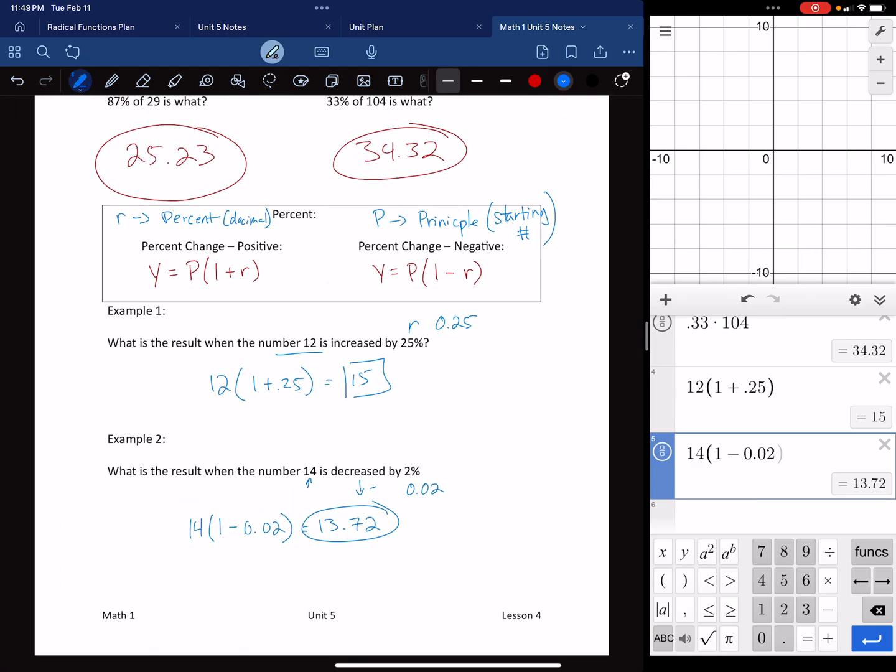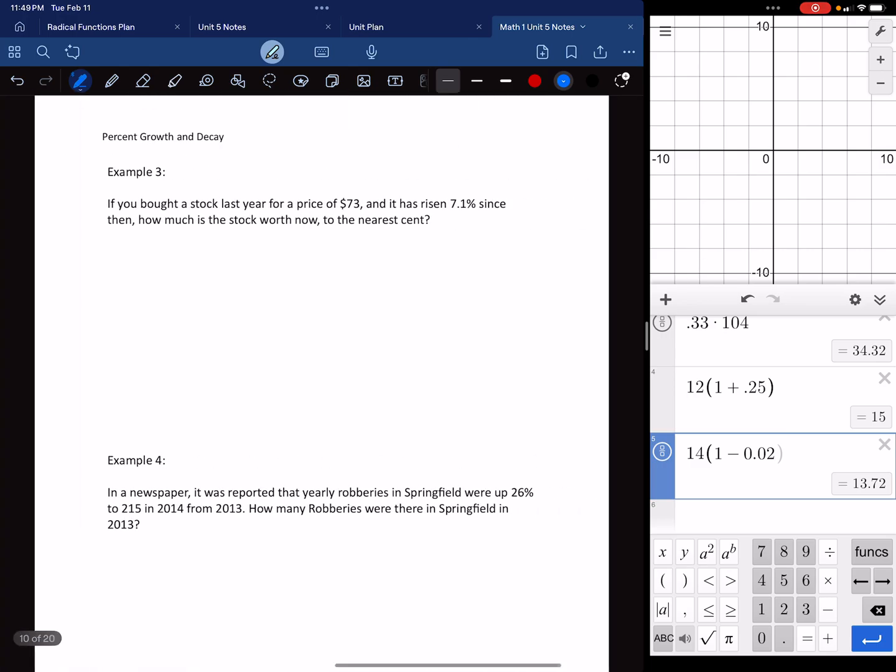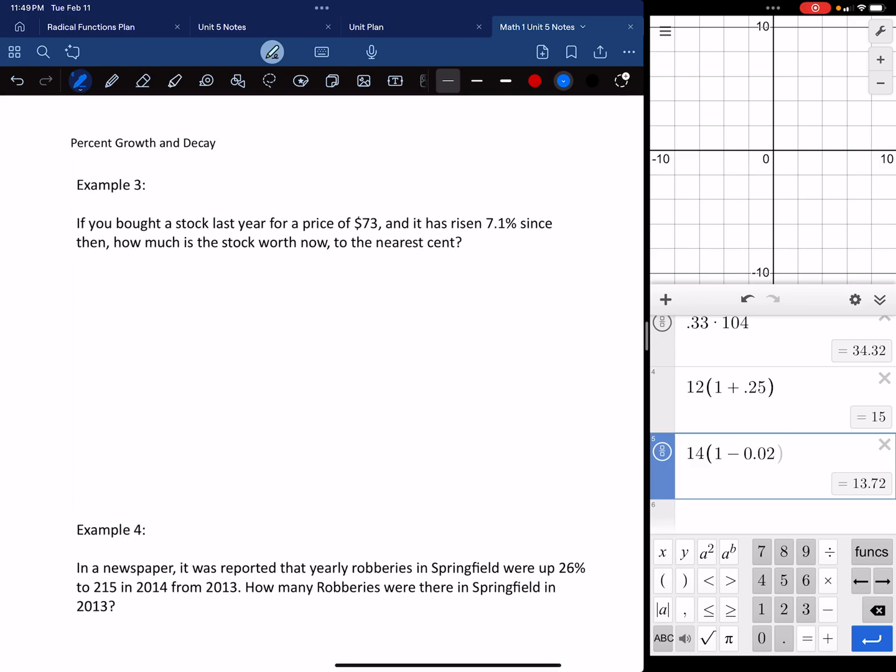So you flip to the back side. You get questions like this, okay? All right. If you bought a stock last year for a price of $73, okay, and it has risen 7.1% since then, how much is the stock worth now to the nearest cent?